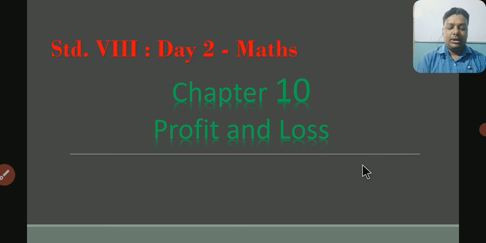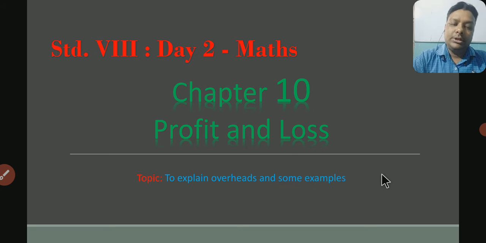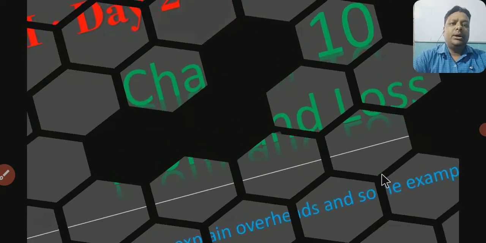Now students, today the topic is different. Sometimes if you are going to buy something from a distance, because the market may not be nearest to your house, it can be far away from your home, so in that case you have to pay some extra cost, that is transportation cost. And sometimes if you want to buy some second hand articles, in that case you have to repair those articles, so that repairing cost is also extra. This is called overheads. So the topic is related to overheads, and we will solve some more examples related to it. Okay. So now let's start.